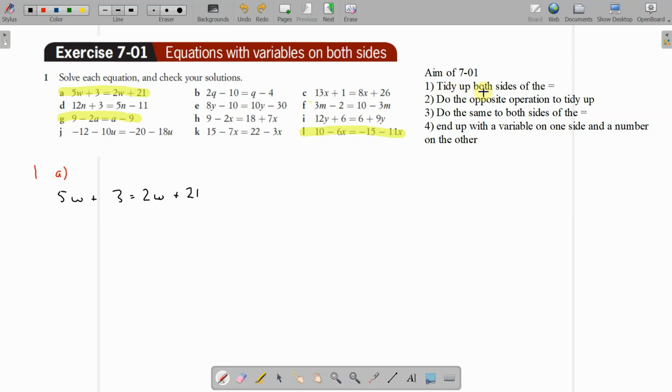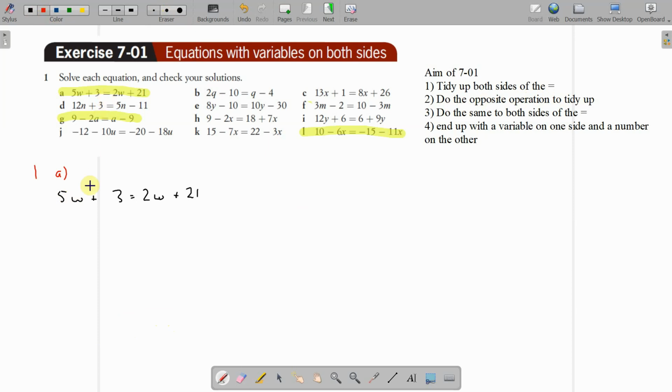The idea is to first tidy up both sides of the equal sign. And number 4 here, end up with a variable on one side and a number on the other. So we end up, after working out, at the point where we've got w equals a number. That's what we're going to get to. Variable on one side, number on the other. Now the way that we get there to tidy up is to do the opposite operation. So let's have a look at this one.